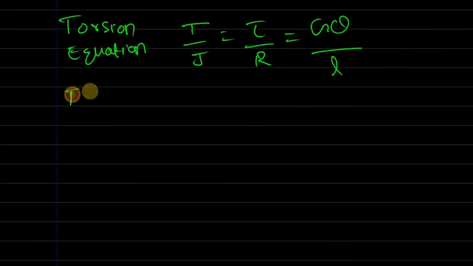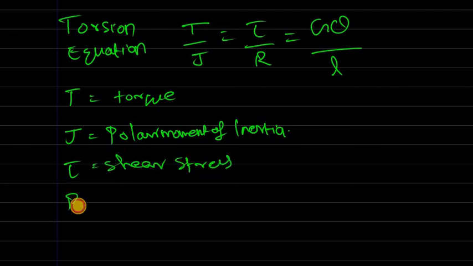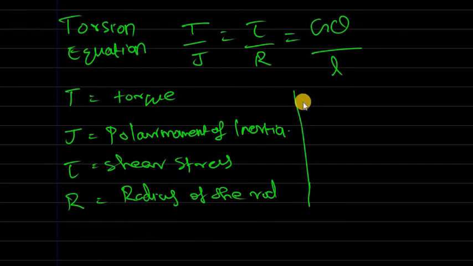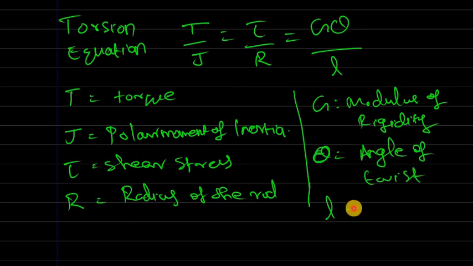So what are the different terms? T is the torque, J is the polar moment of inertia, tau is the shear stress itself, R is the radius of the rod. So usually circular rods are being used to transmit torque, or shafts are usually of circular cross sections. That is why we are directly using the radius. Then what is G? G is the modulus of rigidity, and theta is the angle of twist, and L is the length of the shaft or the rod.